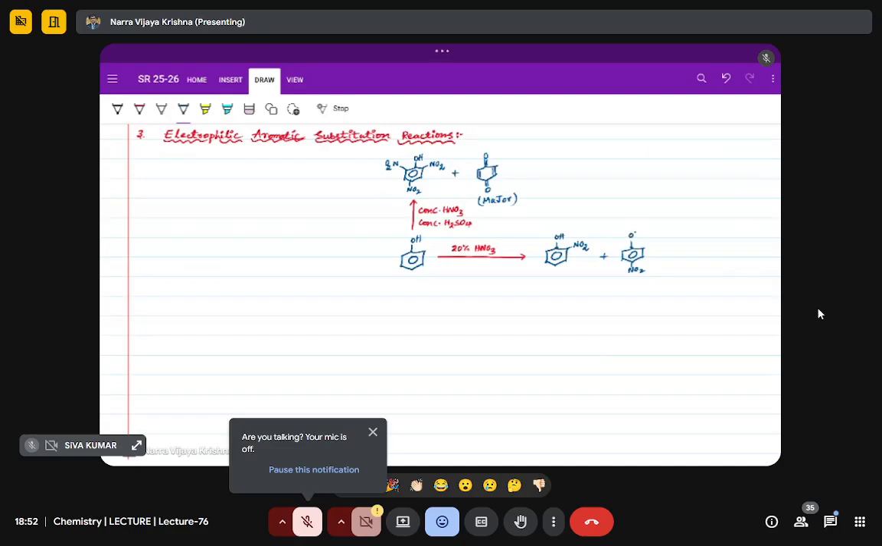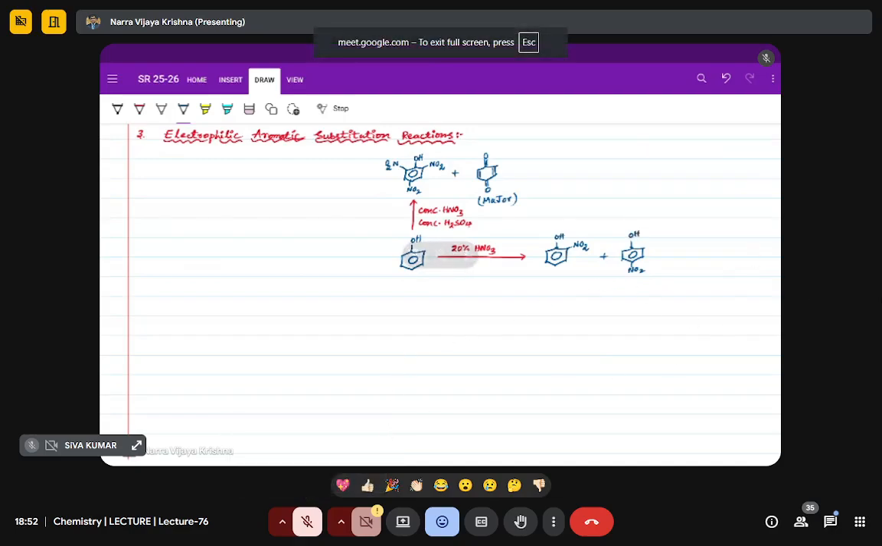Now tell me, among these two, which is major? Reason: intramolecular hydrogen bonding. Because of intramolecular hydrogen bonding, it becomes stable. That's why ortho becomes major. Generally, in all cases, we will think para as major, but because of hydrogen bonding, here ortho becomes the major product.